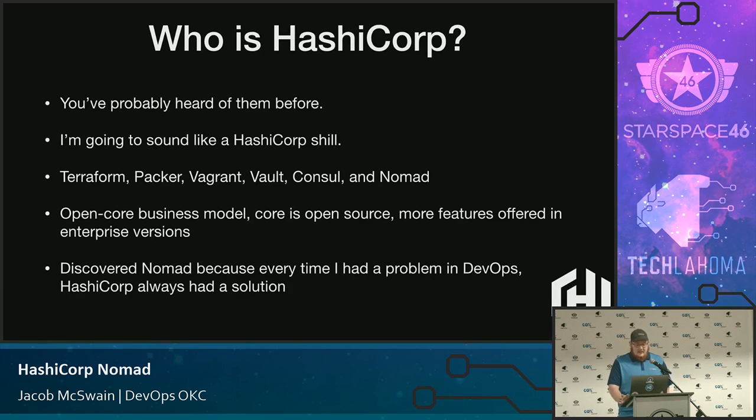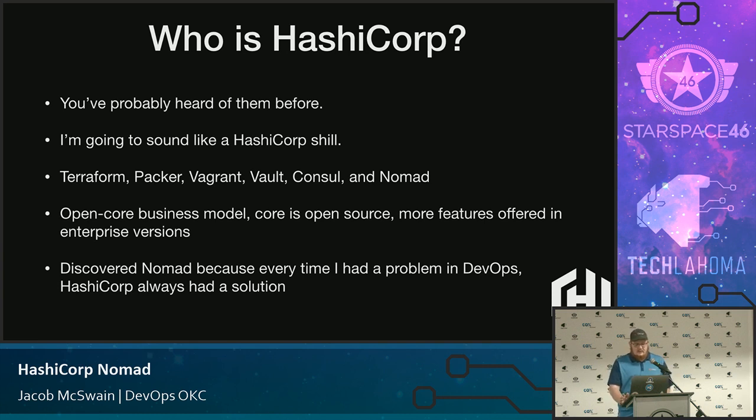So a little bit of HashiCorp. You've probably heard of them before. You've probably used them before, things like Packer, Vagrant, Terraform, Vault, Consul, and of course Nomad today. Terraform being for provisioning infrastructure, Packer being the automated building of images, and Vagrant being managing virtual machines, Vault for secrets management, Consul for service discovery, and Nomad for application orchestration and deployment. They're an open core business model, meaning their core code base is open source, and they have more proprietary features offered in their enterprise versions.